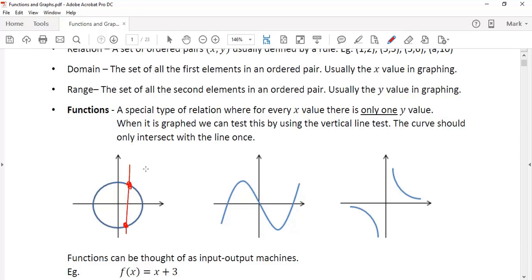Even if we cut it here, right on the edge where it's a tangent, it cuts once. It still doesn't count because of the first line I drew. If it cuts twice anywhere, that means it's a relation. Now this second graph here: it doesn't matter where you do your vertical line test, it only cuts once, so this is a function. Maybe we should write that next to the circle. And the next one, the hyperbola, doesn't matter where you do your vertical line, it only cuts once. That's why this is a function as well.